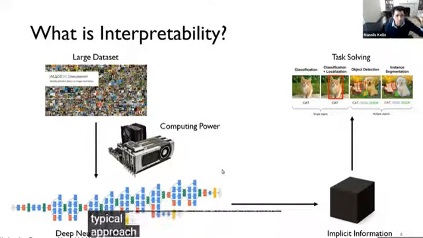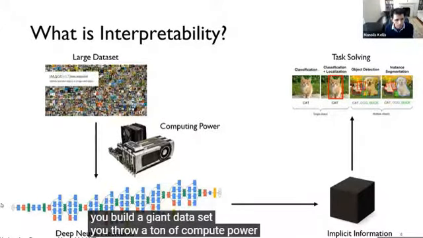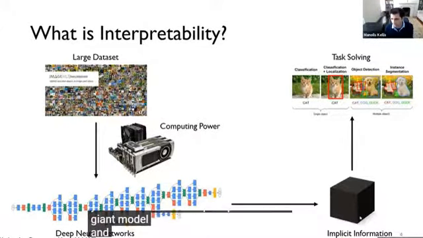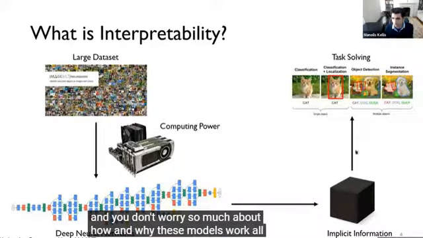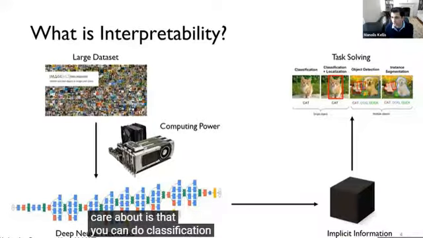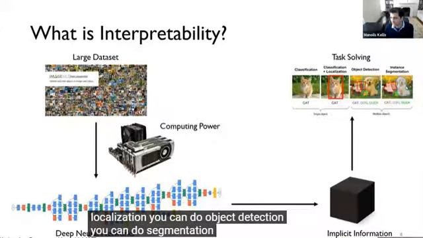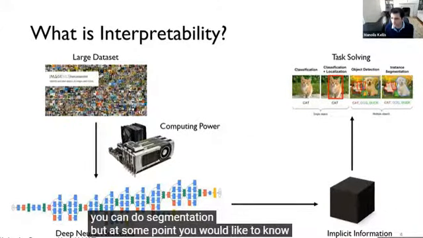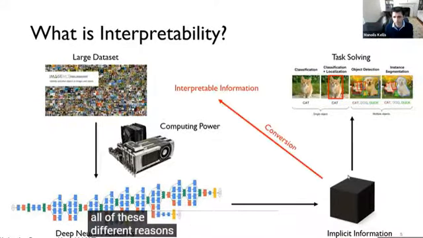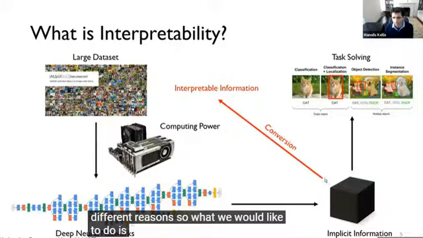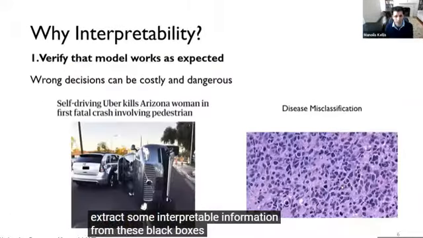And the typical approach to machine learning has been, you build a giant data set, you throw a ton of compute power with a giant model, and you don't worry so much about how and why these models work. All you care about is that you can do classification, you can do localization, you can do object detection, you can do segmentation. But at some point, you would like to know how and why these are working the way they are for all of these different reasons. So what we would like to do is extract some interpretable information from these black boxes.